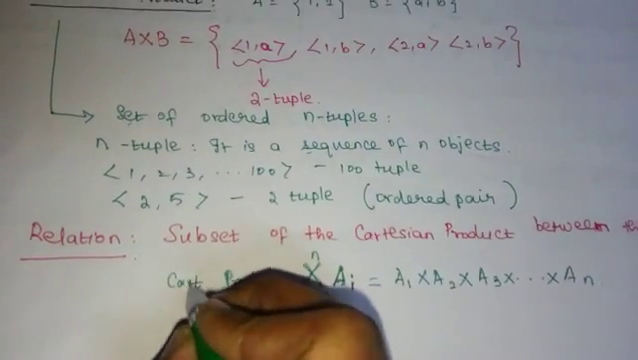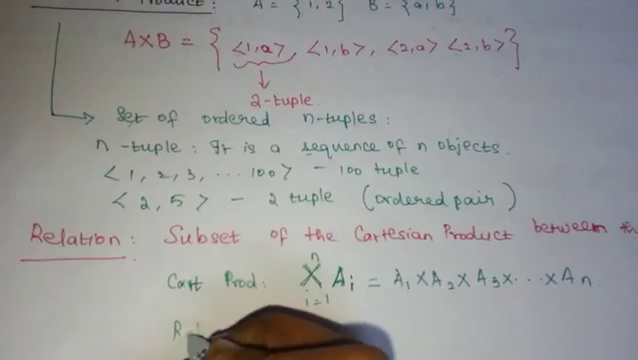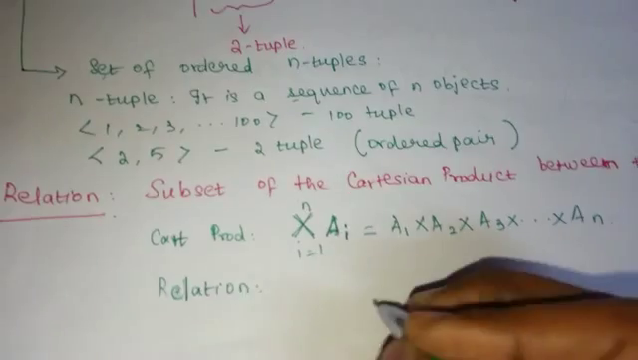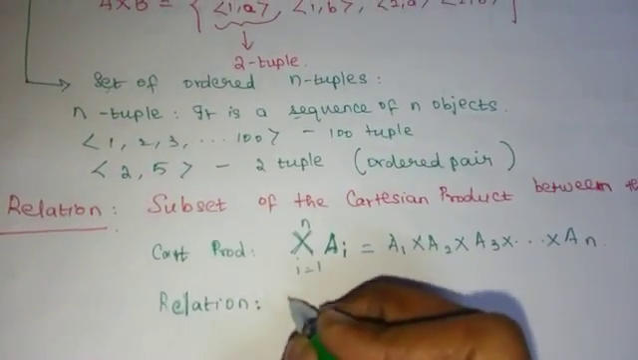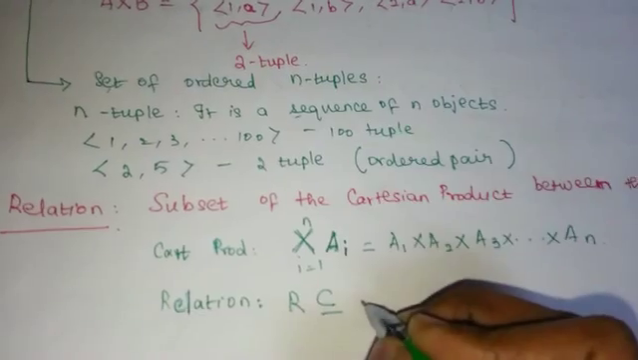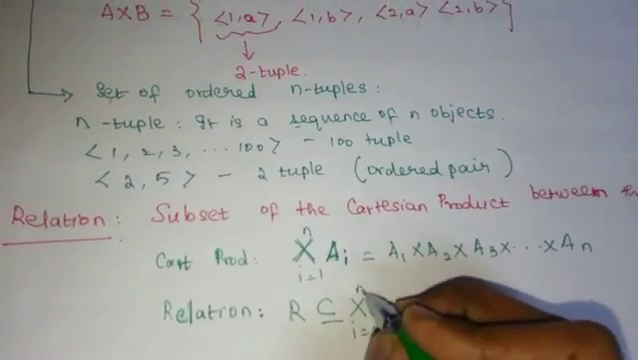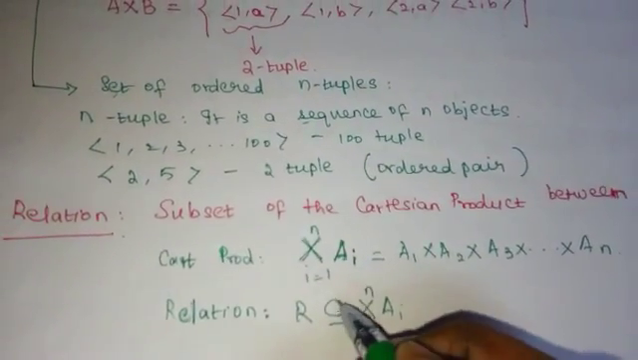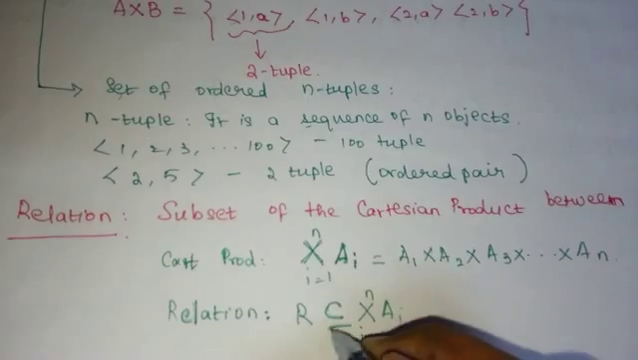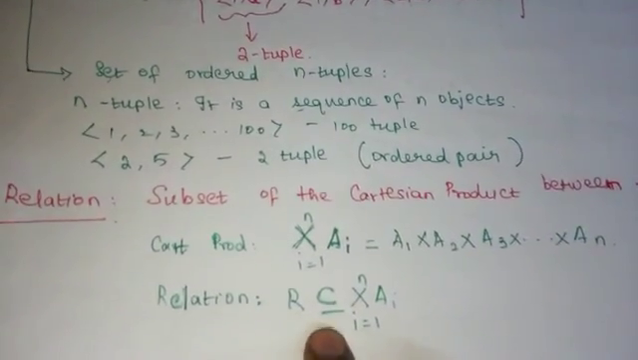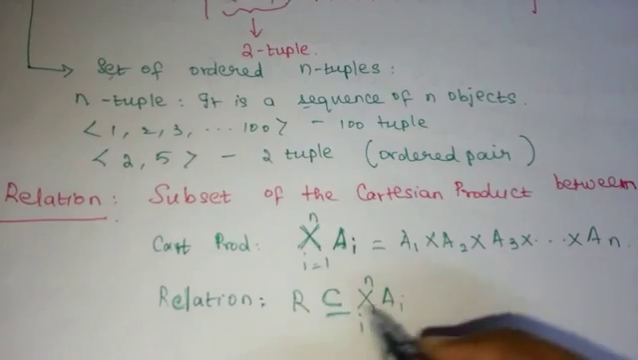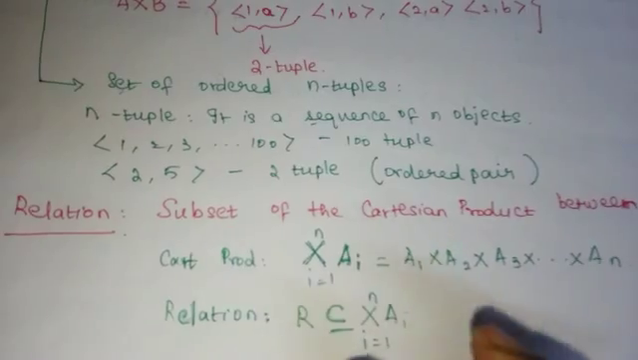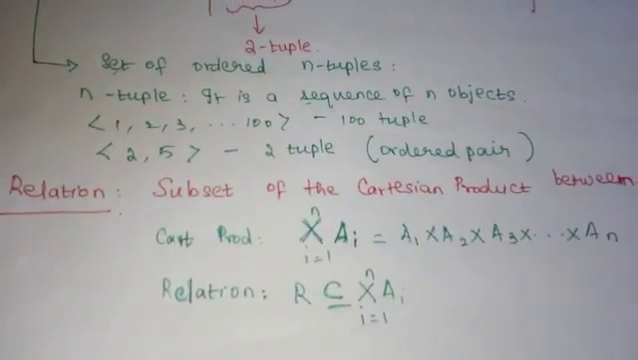Now if this is represented like this, how is the relation represented? We said that the relation is a subset. So a relation, let's say R, is nothing but a subset of the Cartesian product. Here it is a complete subset, that is, it has total containment, which means R can be equal to the Cartesian product, or it can be a proper subset of the Cartesian product. This is how a relation is represented.